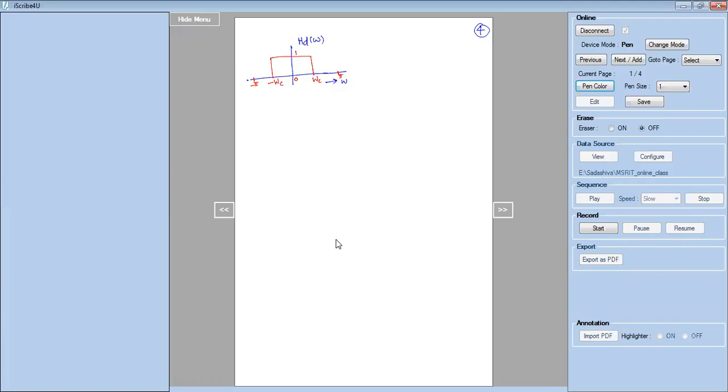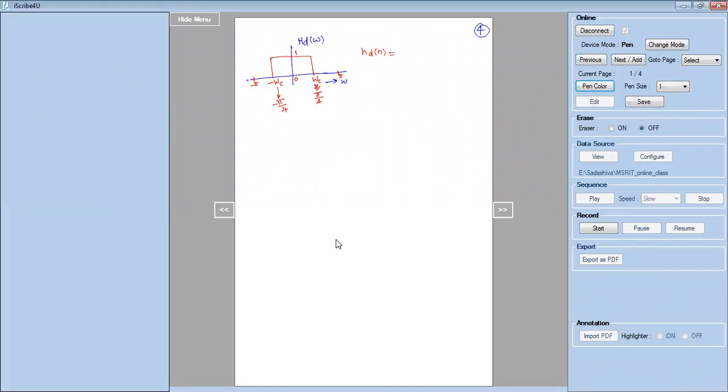So I know what sort of filter I want. Now this omega c may be pi by 2 or pi by 4. Just consider one example: assume that this omega c is equal to pi by 4, so then this will be minus pi by 4. So now I know the desired filter frequency response. Now I can find out the HD of n. What is this HD of n? Inverse Fourier transform, the inverse discrete time Fourier transform.